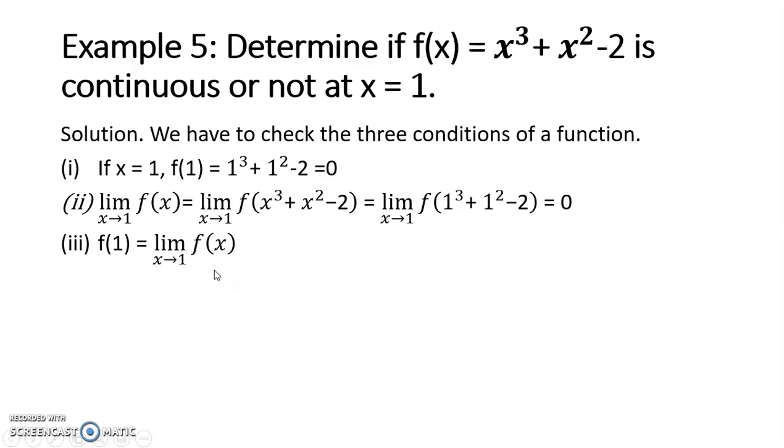So for the third condition, since f of 1 is 0 and limit of f of x as x approaches 1 is also 0, then f of 1 is equal to limit of f of x as x approaches 1. Therefore, f is continuous at x equals 1.